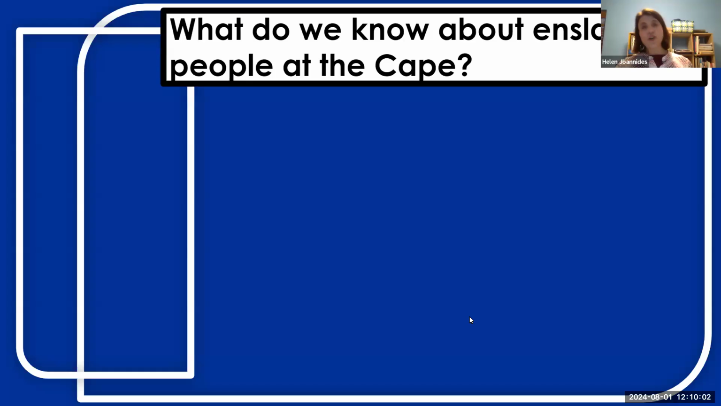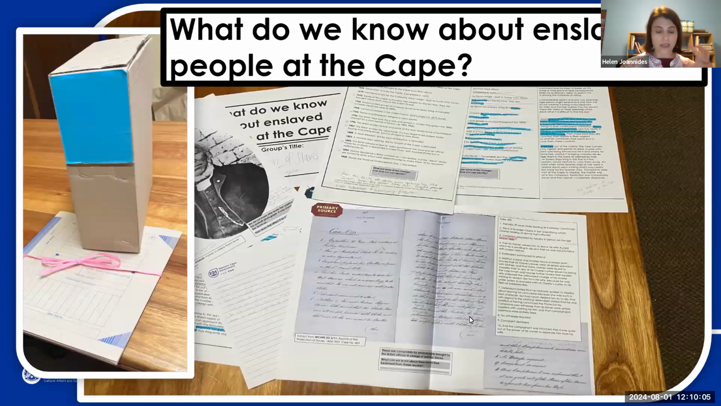Okay, next slide. So each group gets a box of sources, mostly copies of primary sources, but some secondary as well. And in their small groups they need to create a draft presentation and a poster answering the question, what do we know about enslaved people at the Cape? What they don't know at first is that each group gets curated sources with slightly different evidence. So they come up with different presentations and posters, and then we have a discussion about that. Each group does get some of the same sources, just to provide a broad context for the period in history.